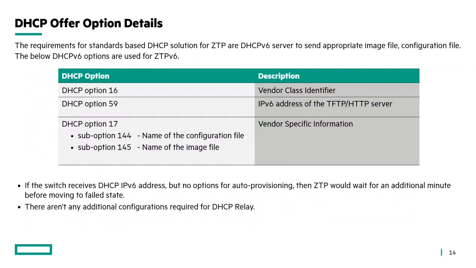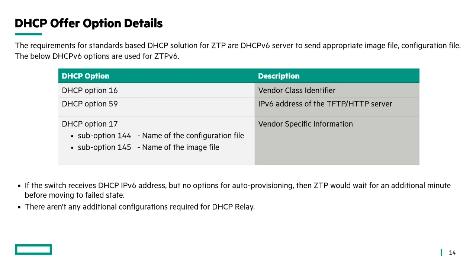So let's look at the key DHCP IPv6 options that need to be configured for this feature. The first option is DHCP option 16, and this is used to specify the vendor class identifier to inform the DHCP server about the type of device that is requesting provisioning. This is followed by option 59. This is the most important option that has to be provided, and it provides the IPv6 address of the TFTP or HTTP server where the configuration and image files are stored.